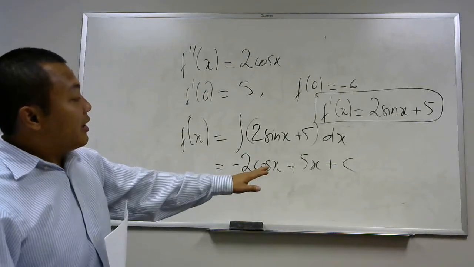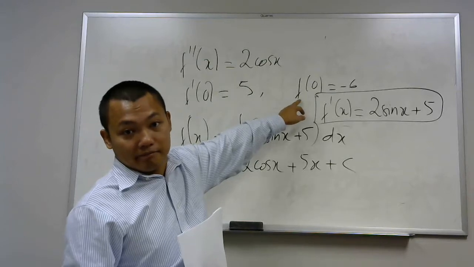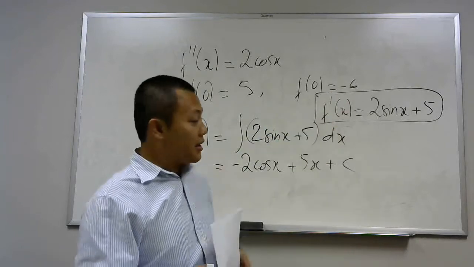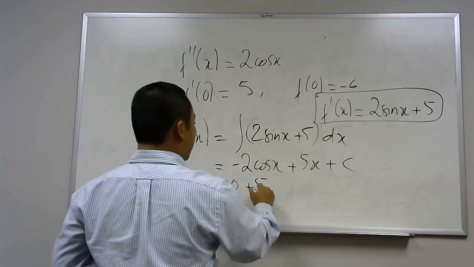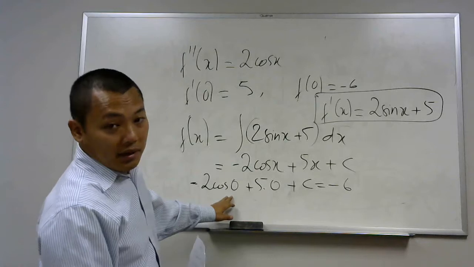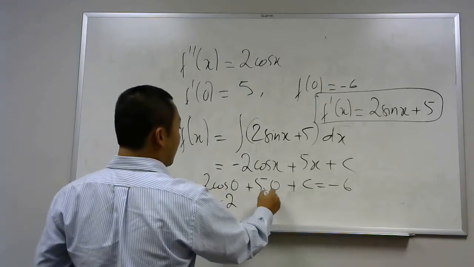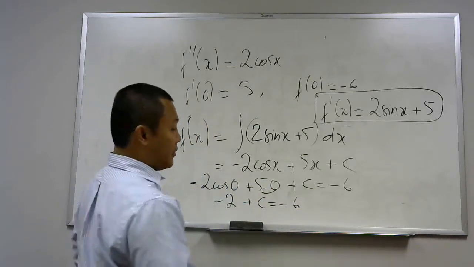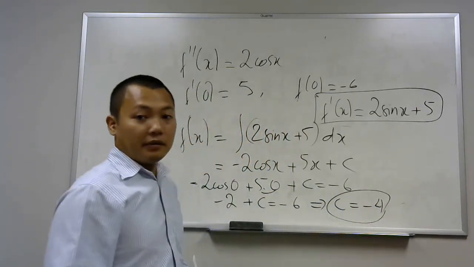And now we have to determine c, and we can use the second initial condition, right? So I plug 0 into this function and set it equal to negative 6. I'll get negative 2 cosine of 0 plus 5 times 0 plus c equal to negative 6. Cosine of 0 is 1, right? So I have negative 2 in here. Negative 2 plus 0 plus c equal to negative 6. From here I get c equal to negative 4.